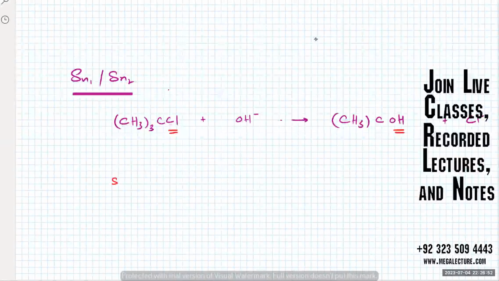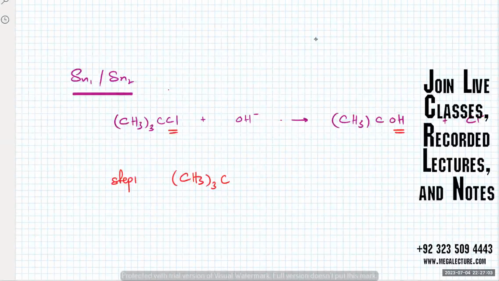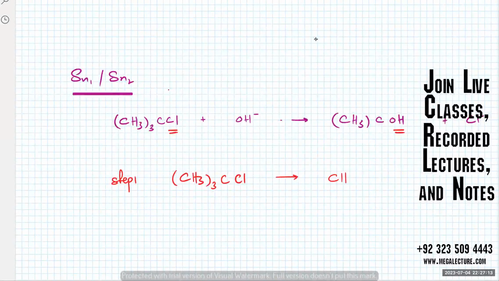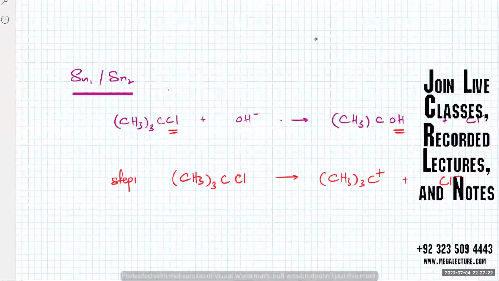There's a step number 1. In step number 1, what happens is that your tertiary halogenoalkane has got a Cl, and this Cl over here breaks off. Okay, that's step number 1.